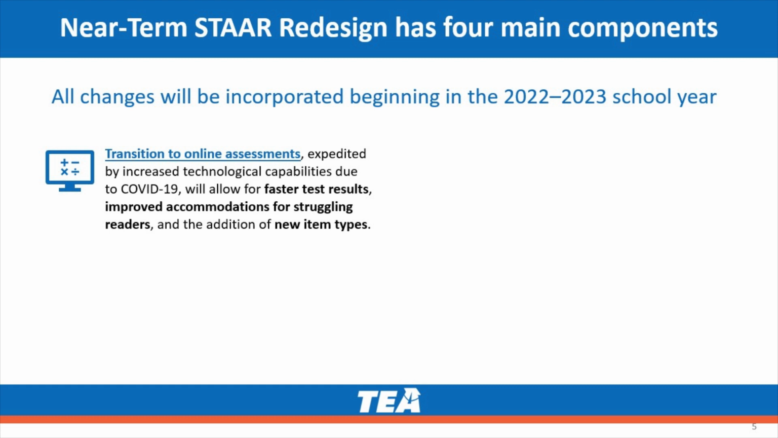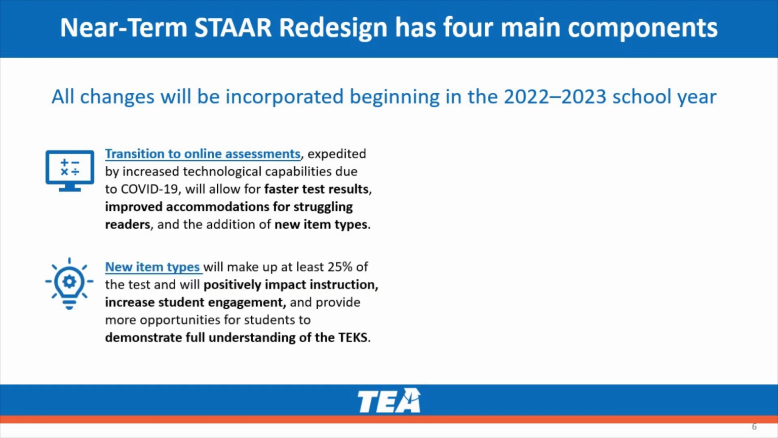In addition, online assessments enable other assessment improvements, including new item types, which is the second component of the near-term STAAR redesign. House Bill 3906 limits the percentage of multiple choice questions that make up the assessment. That means at least 25% of the test will consist of new item types that can positively impact instruction, increase engagement from students, and provide more opportunities for students to demonstrate their full understanding of the TEKS.